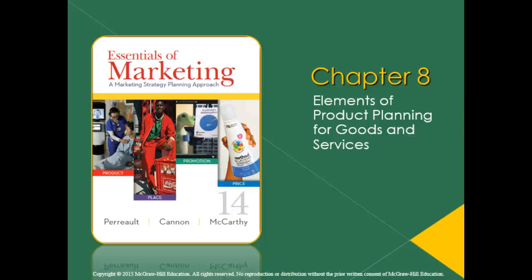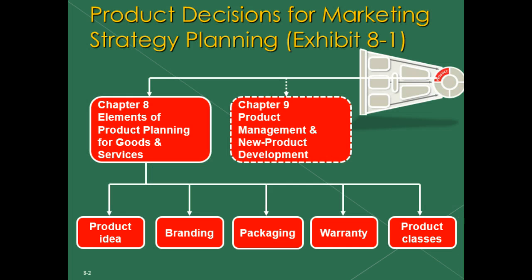Alright, this is video number 1 for Chapter 8, where we're talking about the elements of product planning for goods and services. Now with this, Chapter 8, we're focusing on product planning for goods and services, which, if you're looking at this slide, includes the product idea, which includes a lot of different attributes for your good or your service. It can include things such as your features, the quality, any kind of installation that might be required, instructions, accessories, just lots of things that go into that.